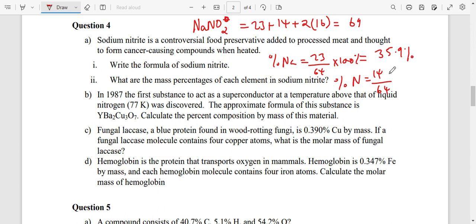Find the percentage of nitrogen: 14 out of 64, multiplied by 100%. That is going to give us about 21.9%. Find the percentage of oxygen. The molar mass of oxygen is 2 times 16, which is 32. Then divide that by 64, multiply by 100%. So that is 32 divided by 64. That is going to give us 50%. So this is it for question A of part question 4.